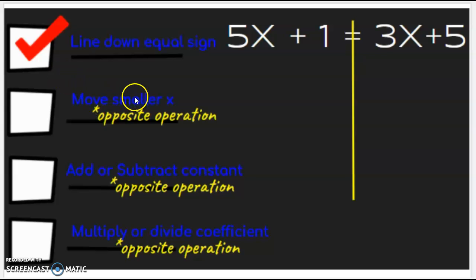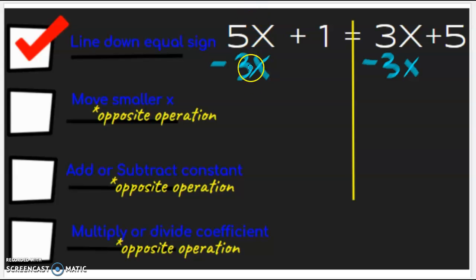Now I'm going to start checking off my checklist. It tells me to move the smaller x. And then I have a star by opposite operation. So moving my smaller x means that I have to use the opposite operation to get it to the other side of the equation. The smaller x between a 5x and a 3x would be my 3x right here. It's a positive 3x, right? So then I need to do the opposite by doing a minus 3x. So I'm going to do minus 3x on the right. That means I have to do it on the left.